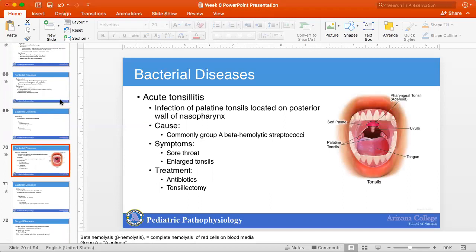Acute tonsillitis is an infection of the palatine tonsils located on the posterior wall of the nasopharynx. The cause would be commonly group A beta hemolytic streptococci. Symptoms: sore throat, enlarged tonsils. Treatment would be antibiotics and a tonsillectomy.